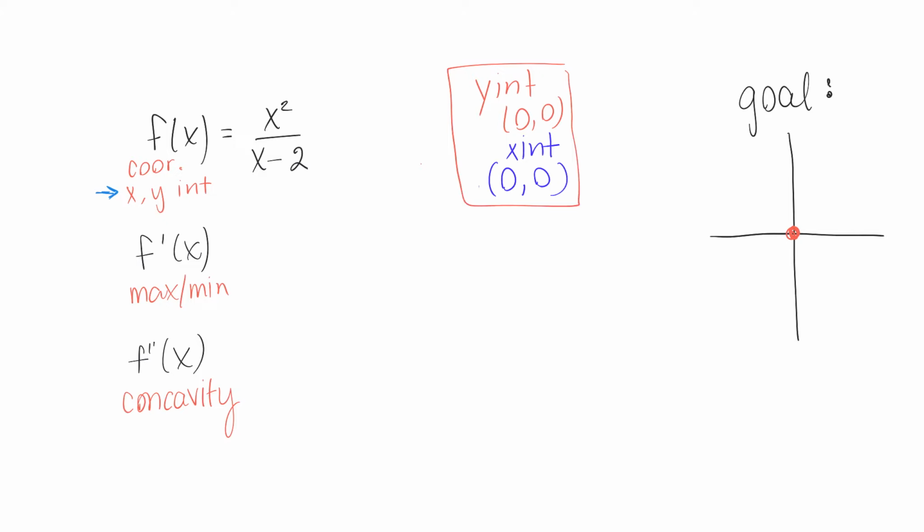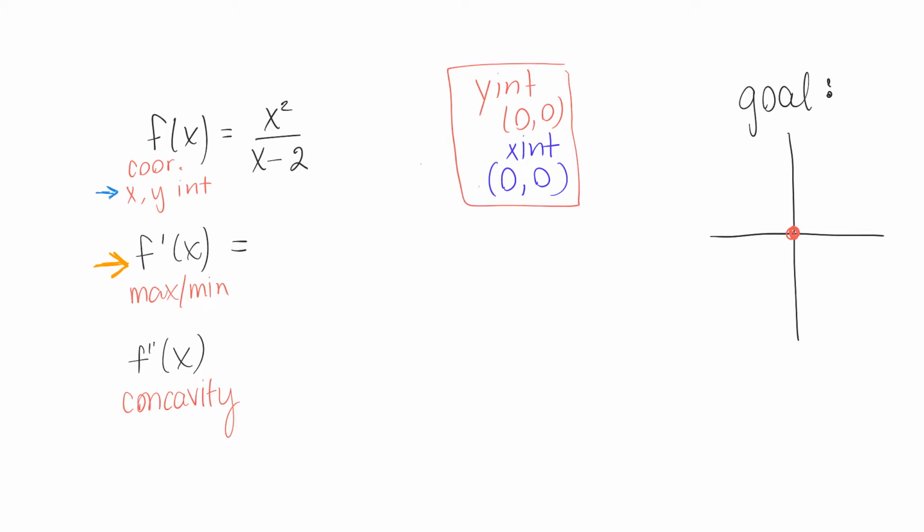Okay, let's look for max and mins. So our max and min is when our derivative equals 0. So our derivative equals 0, and we're going to need to use quotient rule. So in the interest of time, why don't you hit pause, you figure out what the derivative is, and come back. And then hopefully you'll have it. I'll wait.